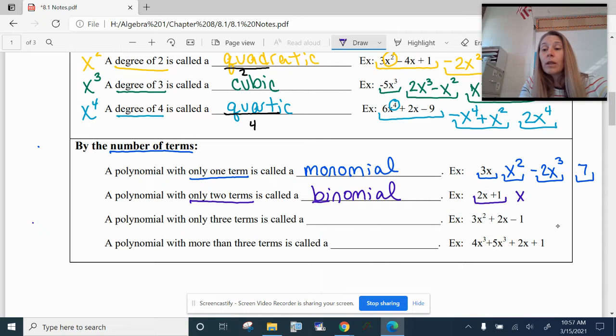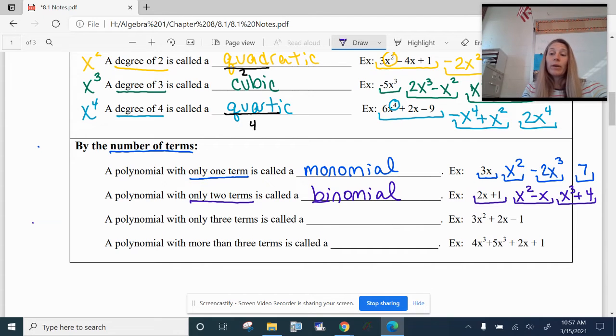You might see something like x squared minus x. That would also be a binomial term. X cubed plus 4 would be a binomial term. Now again, notice the degrees may all vary, but there's 2 terms being added or subtracted, which makes it the binomial.